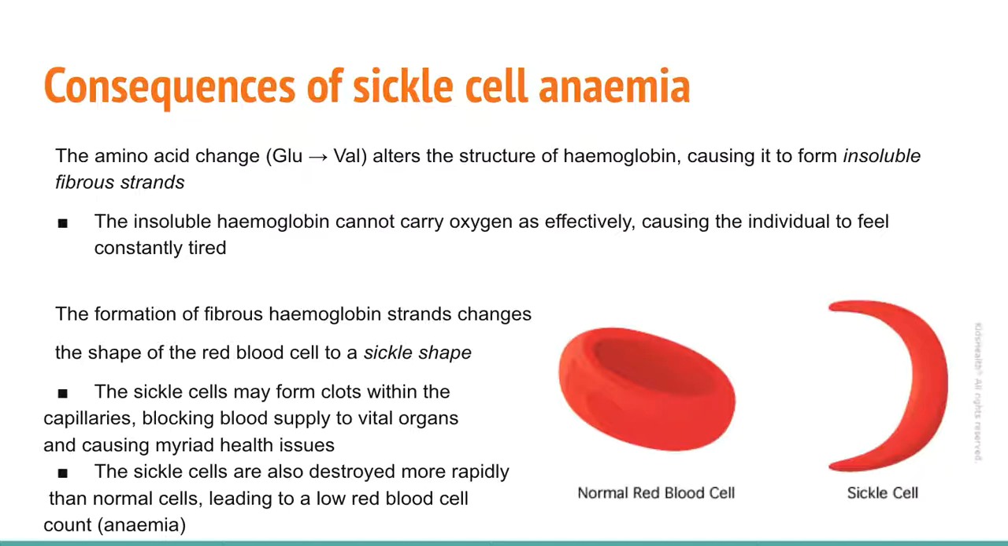What are the consequences of sickle cell anemia? Basically, what happens is that it alters the structure of hemoglobin, which causes insoluble fibrous strands. Therefore, your hemoglobin will not be able to carry oxygen as effectively, which causes an individual to feel tired all the time. Also, the fibrous hemoglobin strands change the shape of the red blood cell to a sickle shape, as you can see in the picture.